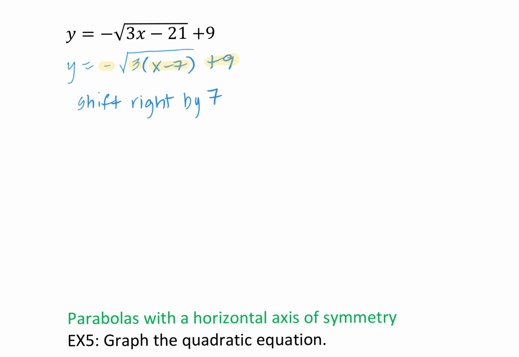And then the 3, we're affecting the x value. So that's going to be a horizontal shrink or stretch. And since it's affecting the x, it's going to do the opposite of what we think it's going to do. So instead of being a stretch, instead of the 3 making things bigger, it's going to make things smaller. So it's going to be a horizontal shrink by actually 1/3.